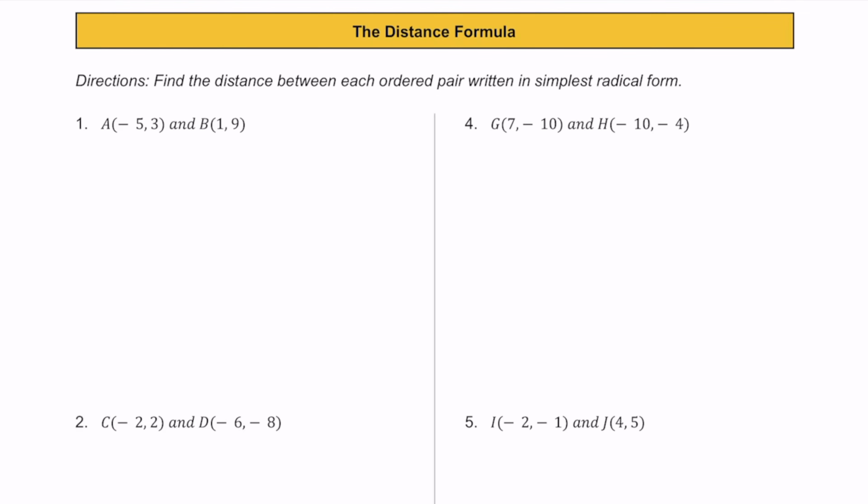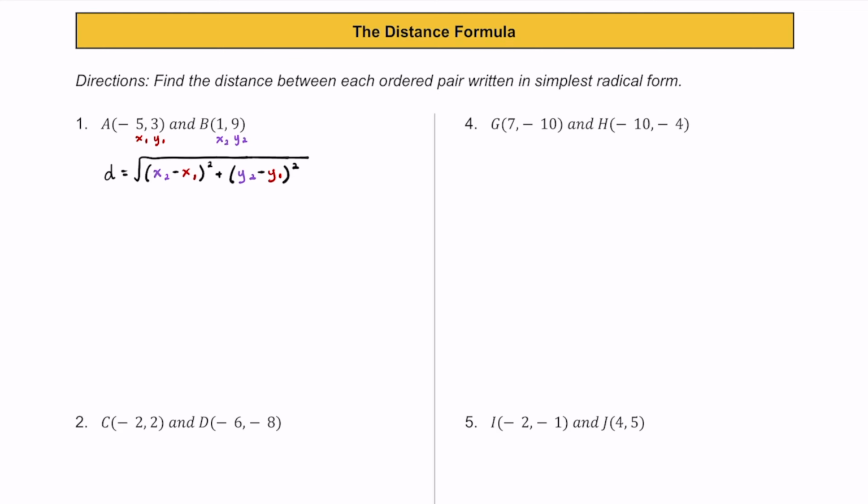Let's practice finding the distance between 2 points using the distance formula together. For number 1, we have point A, which is located at (-5, 3), and point B located at (1, 9). To get started, I would first recommend labeling your x1, y1 and your x2, y2.